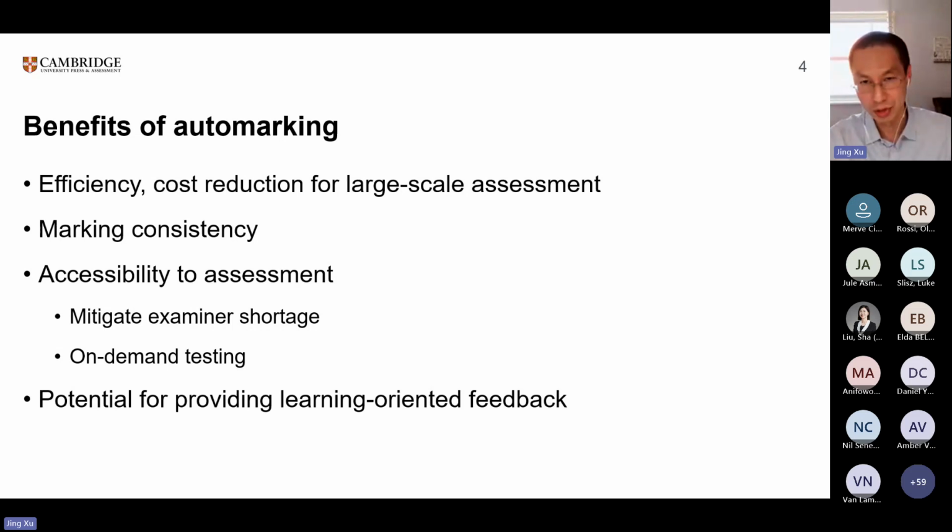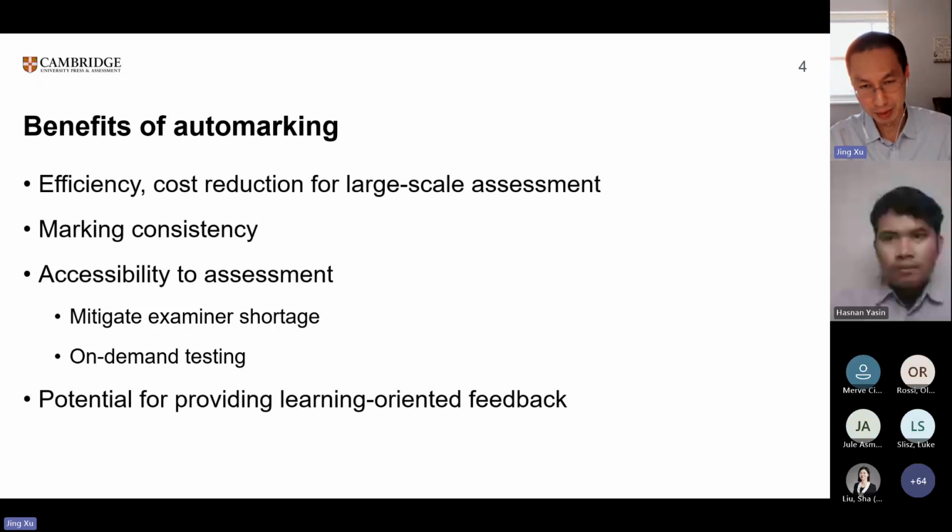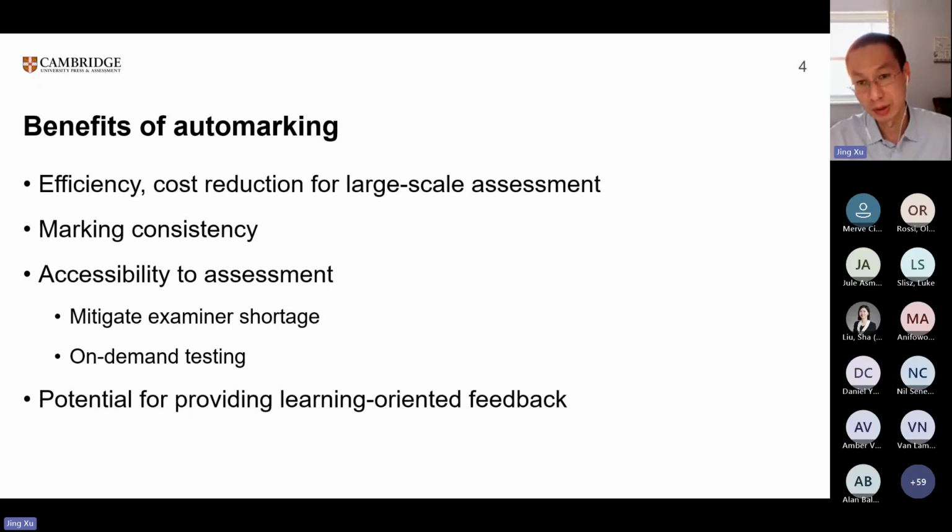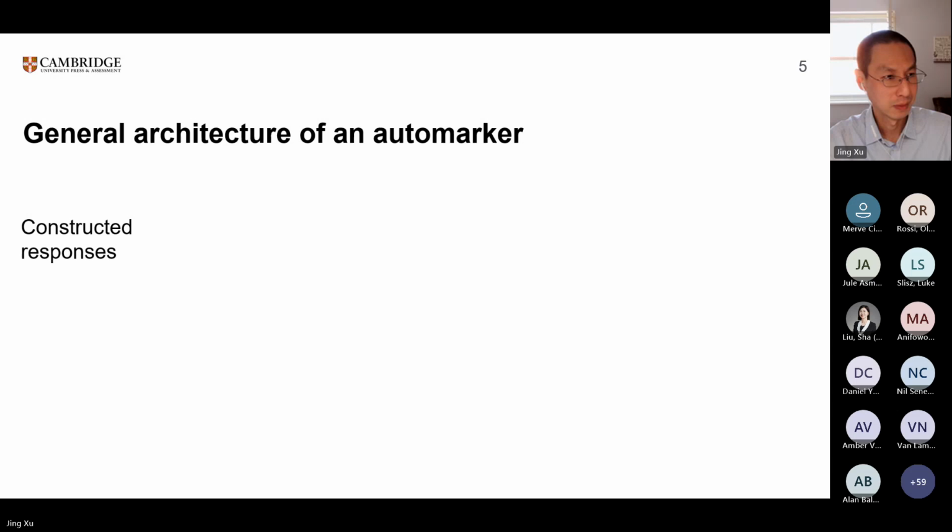So you know that Cambridge has the Speak and Improve, Write and Improve system, which can help you to practice your speaking and writing, and also generate diagnostic feedback in terms of scores and also qualitative feedback as well. But scoring is the first step before generating feedback. Okay, and this is background information.